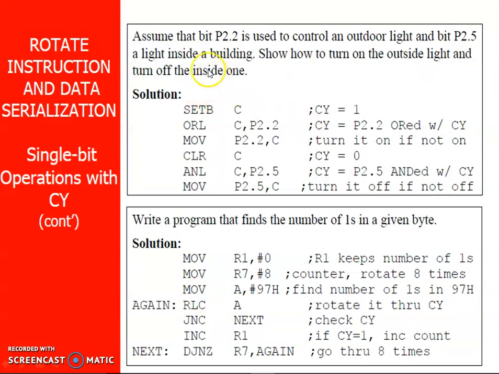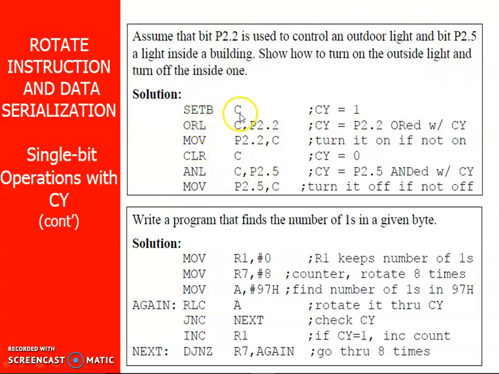Next, look at the example. Assume that bit P2.2 is used to control an outdoor light and bit P2.5 a light inside a building. Show how to turn on the outside light and turn off the inside one. Here the outside light is being controlled by P2.2 and the inside light by P2.5. So we have to set P2.2 high and P2.5 low.